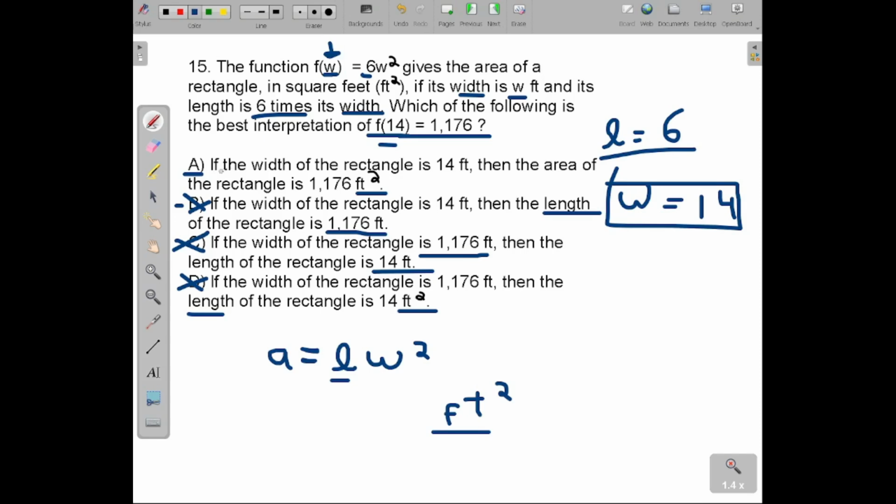So it has to be A. If the width of the rectangle is 14 feet, which is what we can see here, then the area of the rectangle is 1,176 feet squared. So the area is squared and the width is 14. The right answer is A.